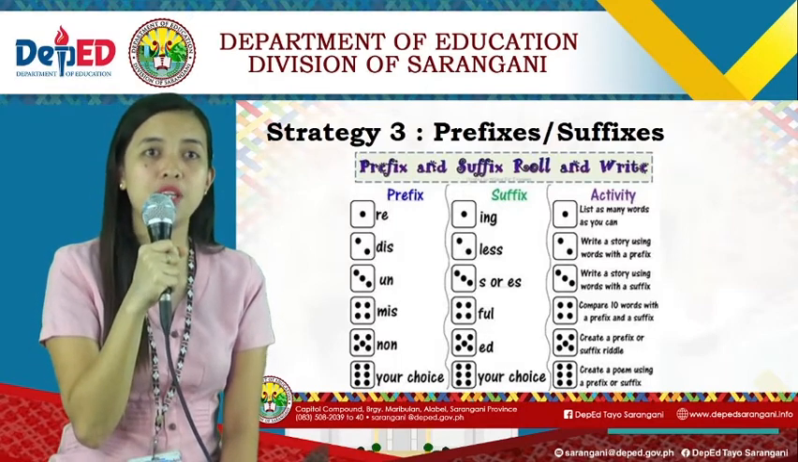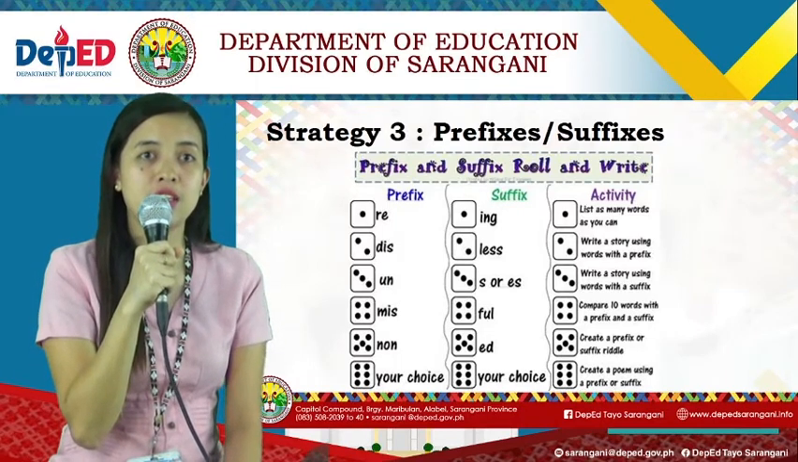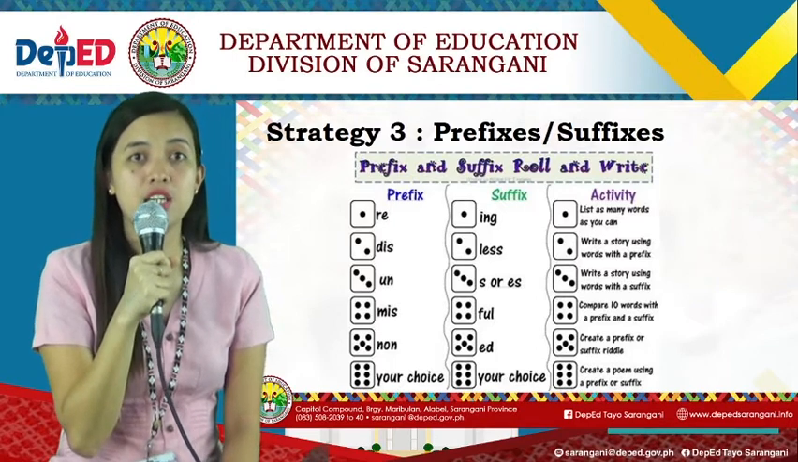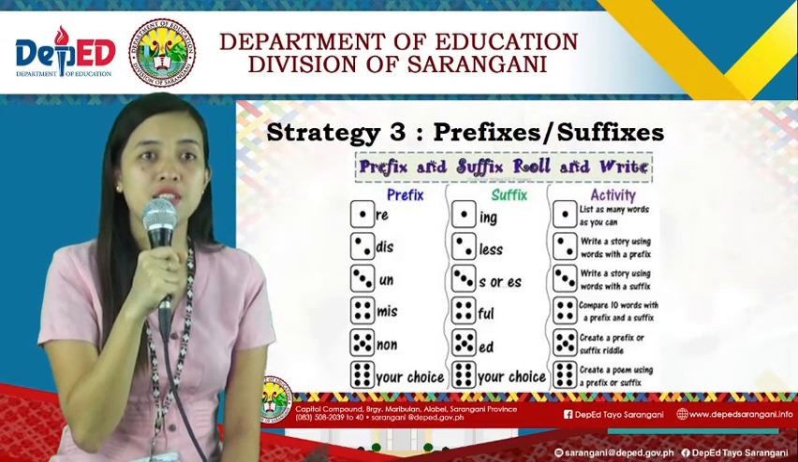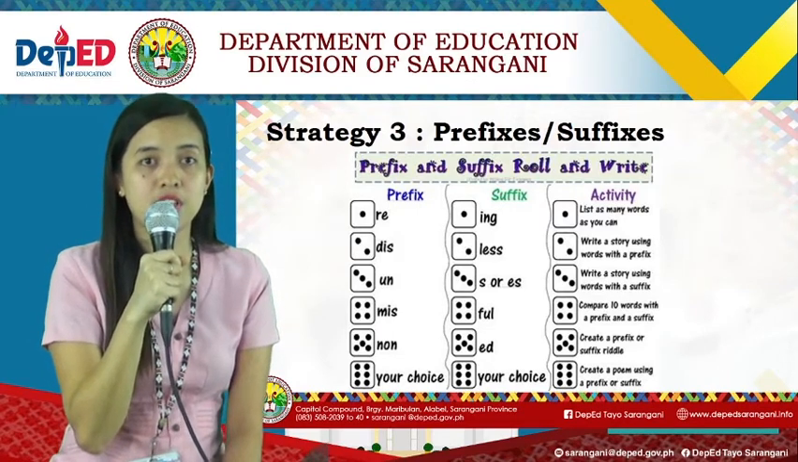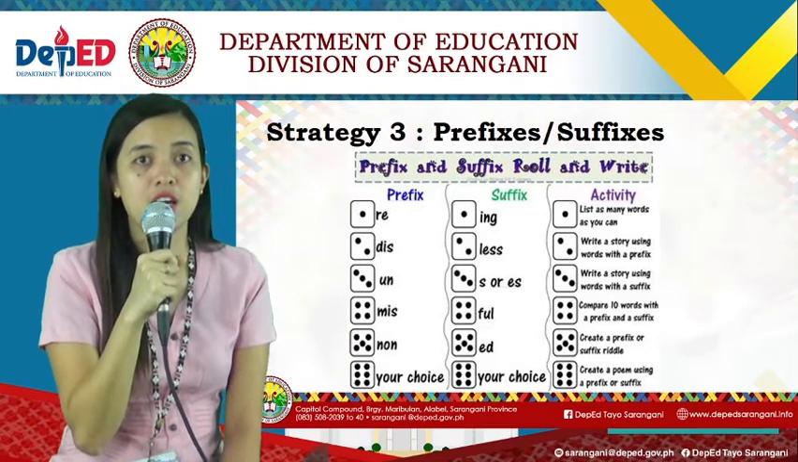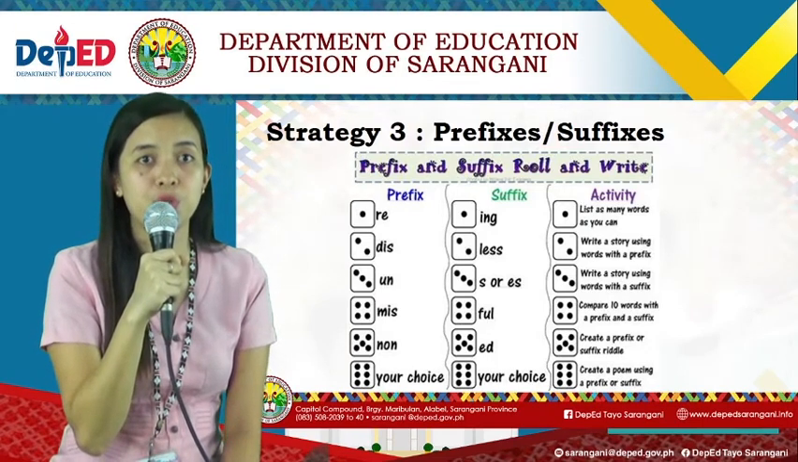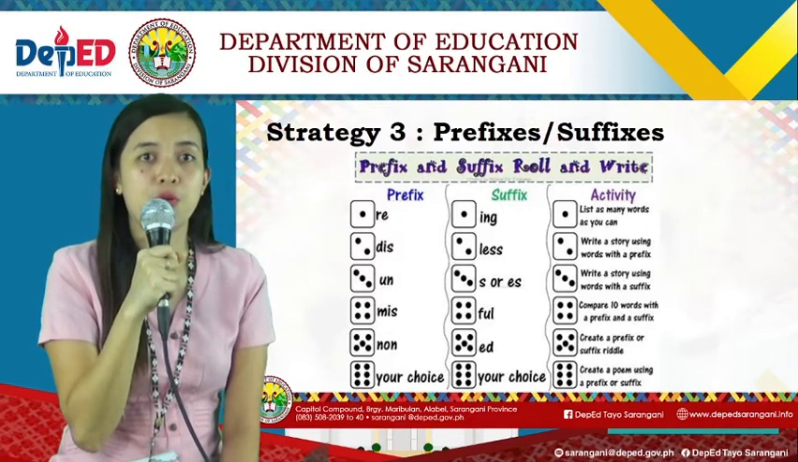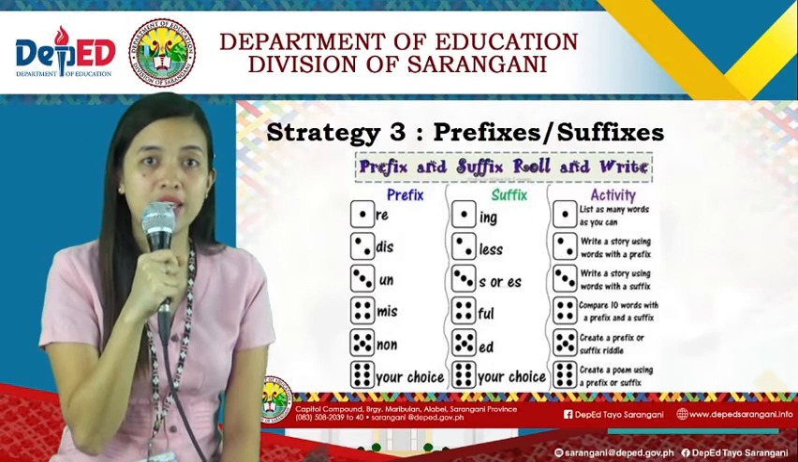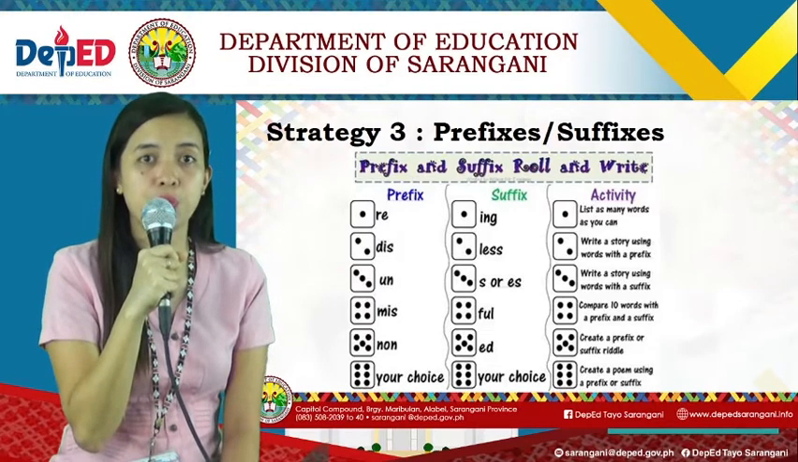So simply, when they roll the dice and it hits one dot, they will be doing the activity or instruction indicated in every column. For example, for one, they shall list as many words as they can for the prefix "re" and "ing." If they hit two dots, they will write a story using the words with a prefix. For three dots, they have to write a story using the words with a suffix.